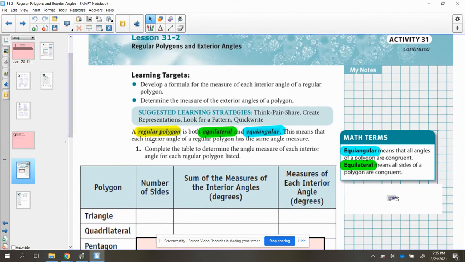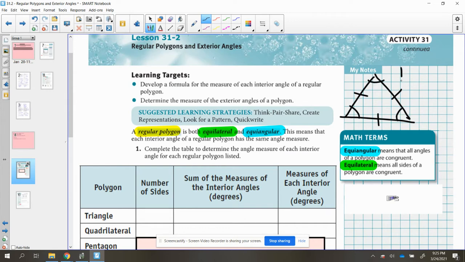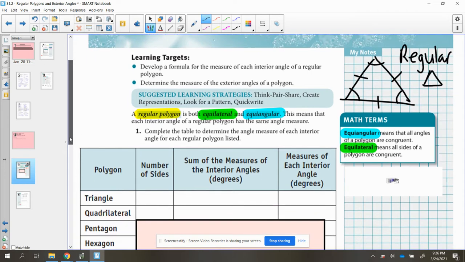And remember, regular polygons are both equilateral and equiangular, which means that they have all the same size angles and all the same size sides. We call those specifically regular polygons. So for example, an equilateral triangle, which we know has all the same size sides and angles, would be a regular triangle. Okay, so regular is meaning equilateral and equiangular.